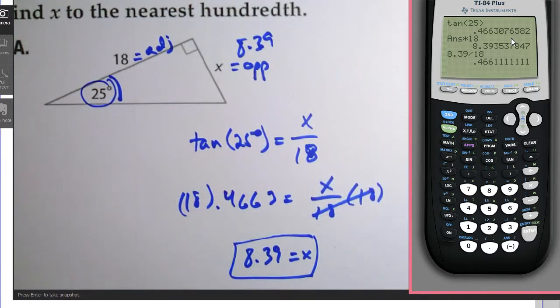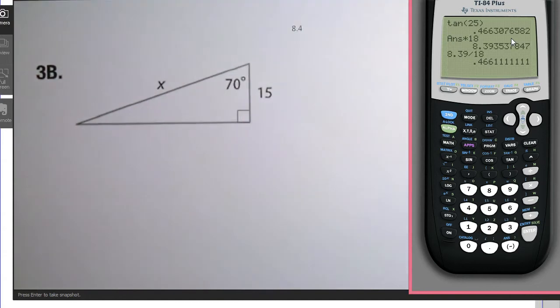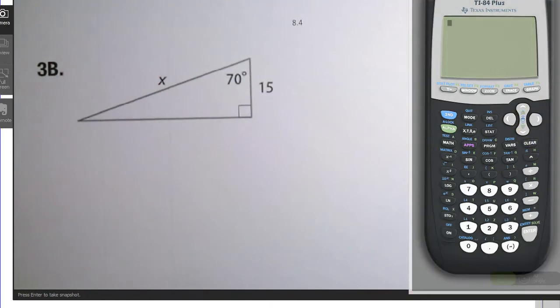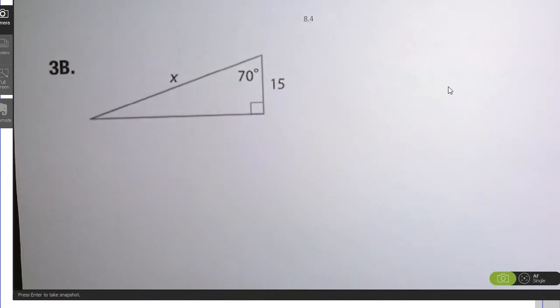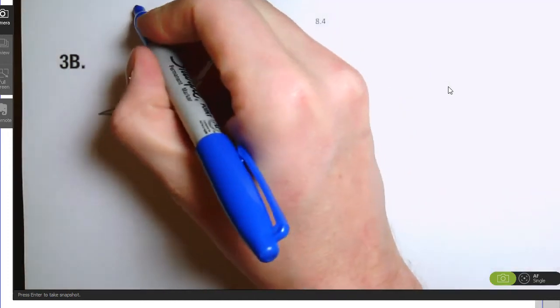Okay, so let's try another example. 3b. We are looking for, and I'll clear you out and put you away for a moment. Okay, so a question is going to pop up in a second. It'll ask you which trig function you think you should use to solve, and then I'll walk you through the solving.